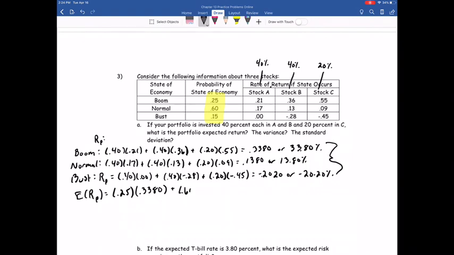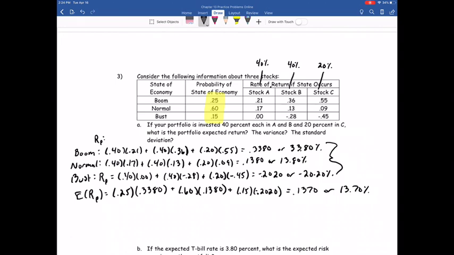We add to that the probability of a normal economy multiplied by its expected return in the event of a normal economy. And then we add to that the probability of a bust economy times its expected return, which is a negative 0.2020. And we would get an overall expected return of the portfolio equal to 0.1370 or 13.70%. So now, to calculate the standard deviation, we would first need to calculate the variance.